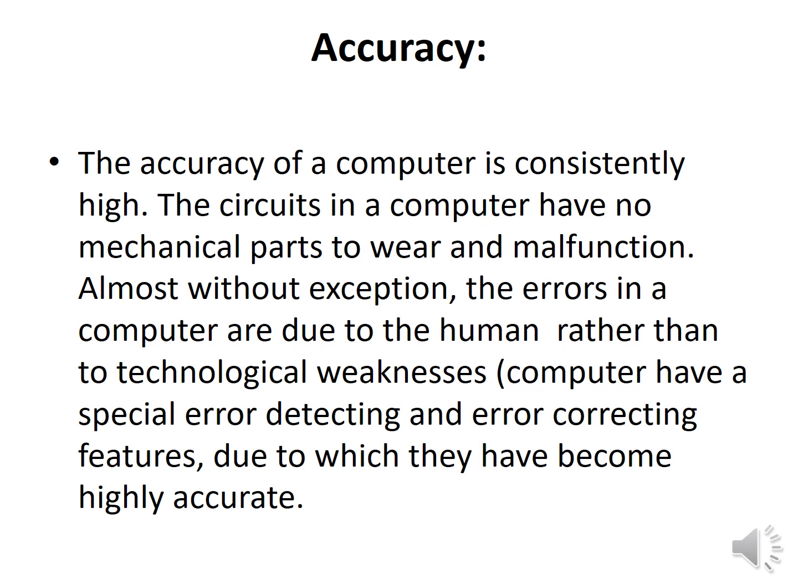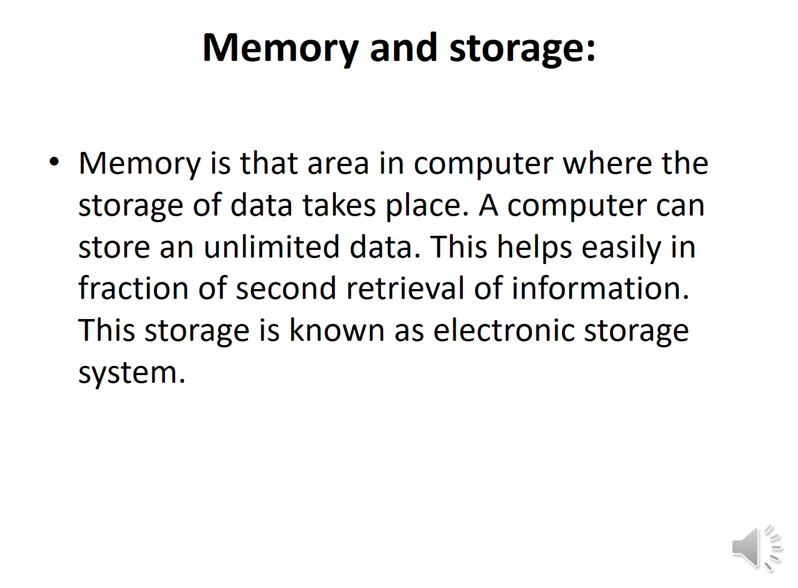So here they say that, as you have seen already, a computer can't work on its own. The human being must use a computer. So the errors which may occur are due to the human being, not to the malfunction of the computer. Memory and storage. Memory is that area in a computer where the storage of data takes place. A computer can store unlimited data. This helps in retrieval of information in a fraction of a second. This storage is known as electronic storage system.